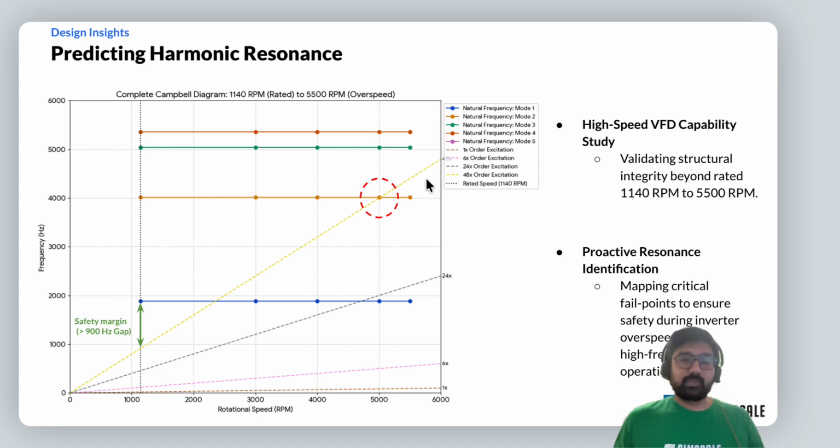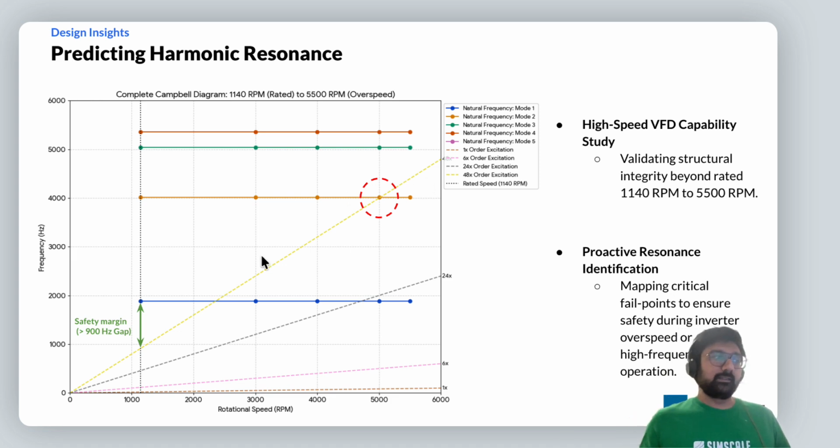Especially for this case, since we have 48 slots, we'll be interested in the 48x excitation line, which is represented by the yellow dotted lines here. If you look at the first RPM, which is represented by the blue line, we still have a large gap between the first eigenmode and the excitation frequency. This is almost a 900 Hertz gap, which is a good design criterion or a safety factor for the motor to operate without any unnecessary vibrations.